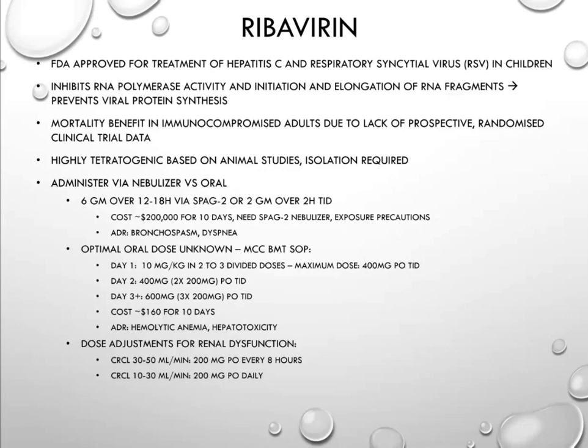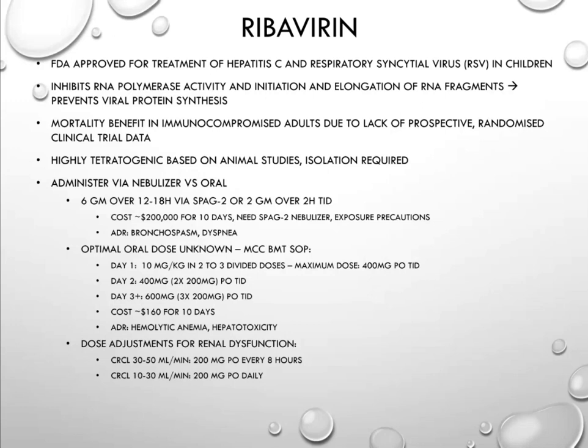Nebulized therapy is kind of going the way of the dodo because you need to administer it over 12 to 18 hours or 3 times a day over 2 hours via SPAG tube generator. So you need a special nebulizer. It costs now about $20,000 a day, so about $200,000 for a typical 10-day duration of therapy. And you have to have extensive exposure precautions to prevent women of childbearing age from being potentially exposed to this chemical. Patients can experience bronchospasm and dyspnea.